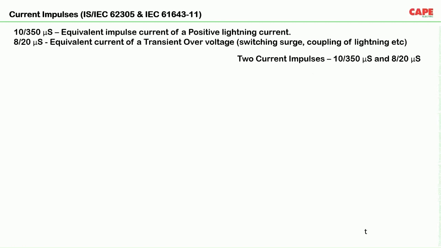Second one is 8 by 20 microsecond, which is an equivalent current of a transient overvoltage. That means the surges which are going to be generated due to some transient switching or some other coupling of lightning, those surges can be defined as 8 by 20 microsecond. I am going to explain the same through a graph also.